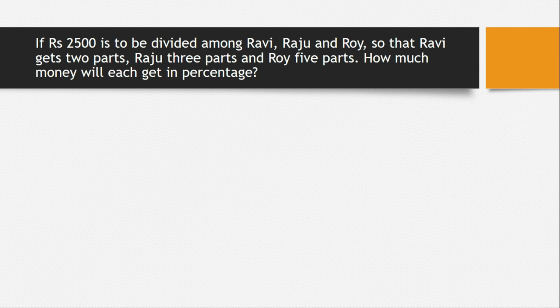Next is, if rupees 2500 is to be divided among Ravi, Raju and Roy, so that Ravi gets 2 parts, Raju gets 3 parts and Roy gets 5 parts. So how much money will each get in percentage? So what is the total amount? 2500 we have to divide. So Ravi has 2 parts, Raju 3 parts and Roy 5 parts. So total part will be 2 plus 3 plus 5, that means 10 parts.